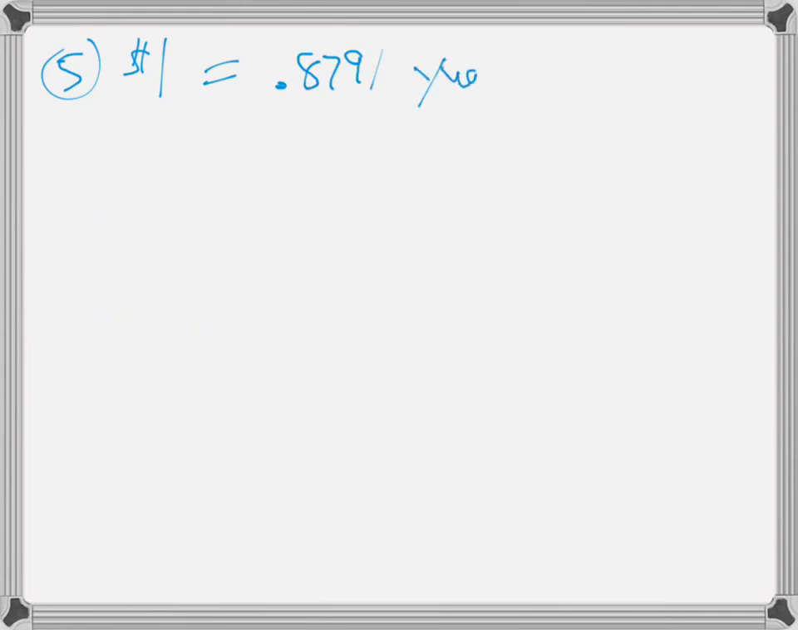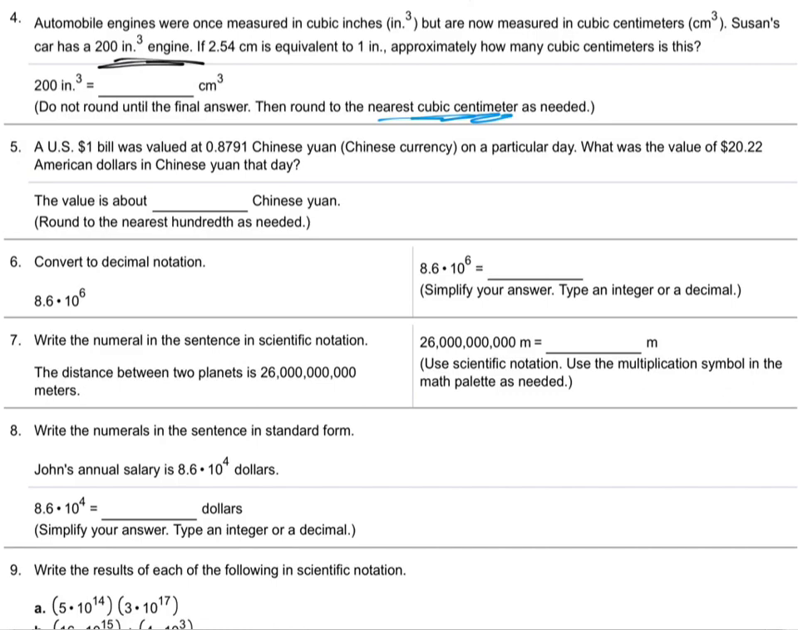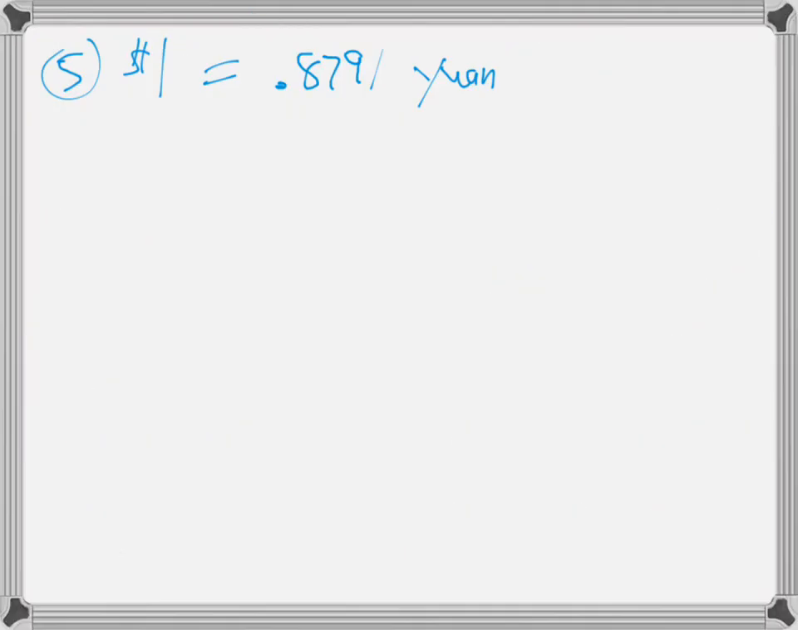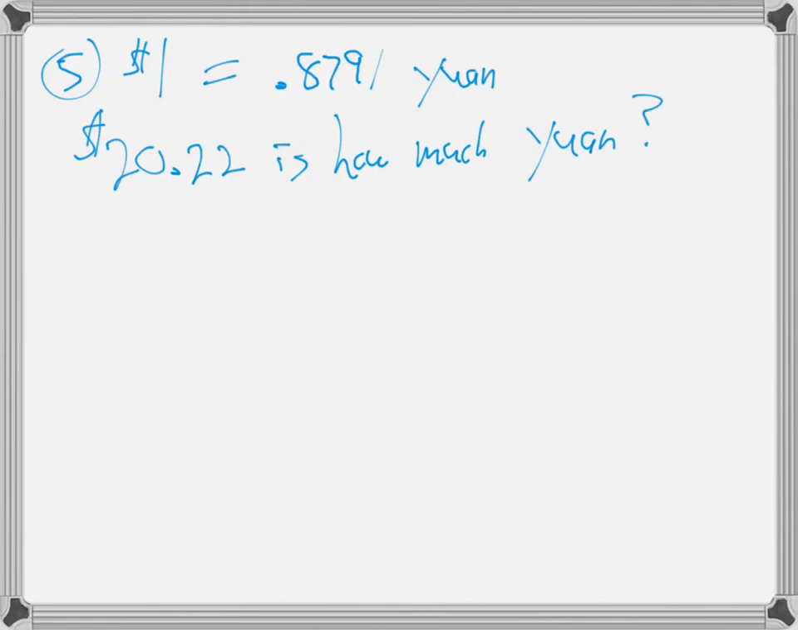0.8791. Did you say yen? Is that yen? Yuan? It looks like, I don't know. Whatever it is. What is $20.22? American, okay. So, wait, 2022? Yeah. So $20.22 is how much, whatever those are. Yuan? Does anybody know? All right, whatever those things are. So, can we do it?